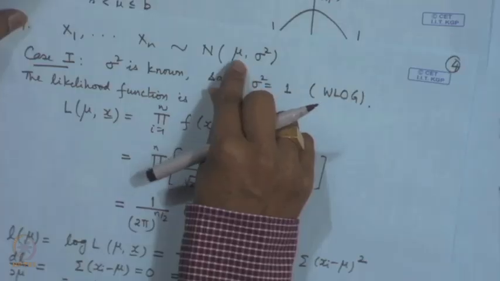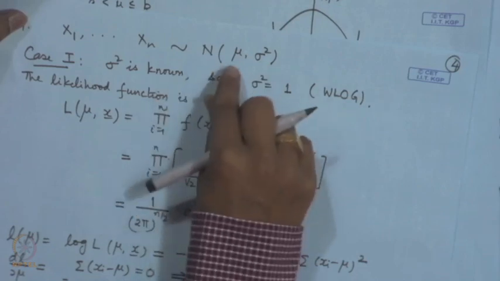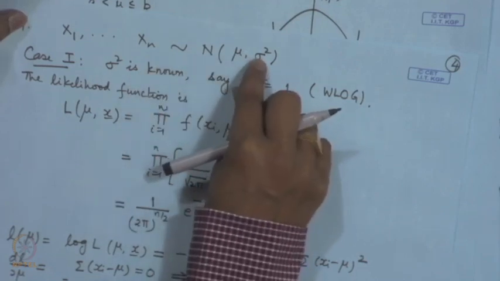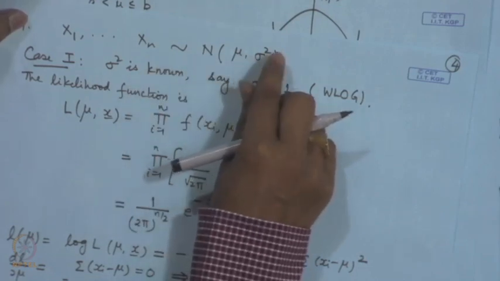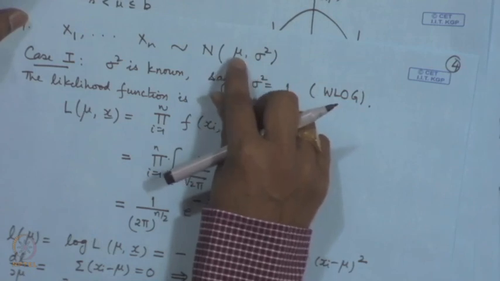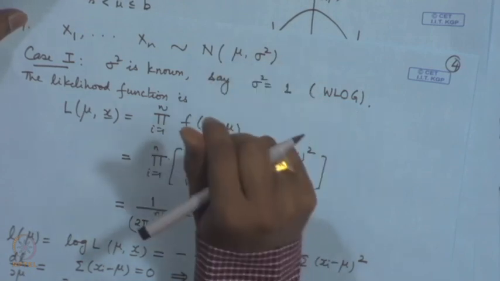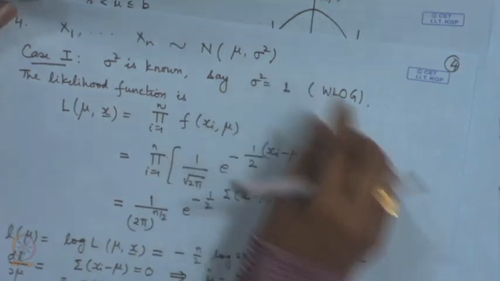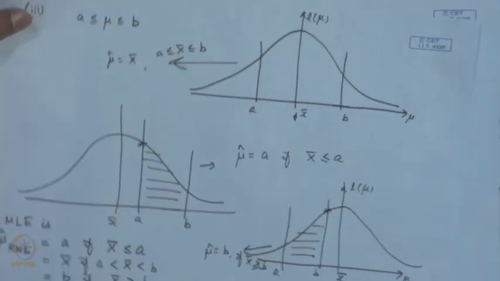Now, let me take additional cases in the case of normal distribution. Here we have taken the case for estimating mu, because sigma square was known. Now, you may have another identical situation where mu may be known and we may be interested in the estimation of sigma square. So, let us look at this situation then.